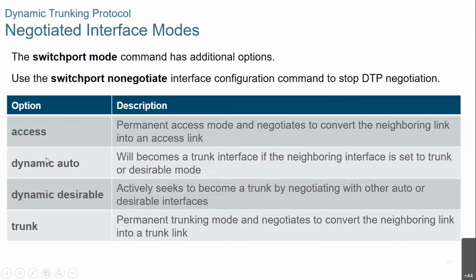So there is something called switchport mode dynamic. And within dynamic, there is dynamic auto and dynamic desirable. Dynamic auto, this particular interface will become a trunk interface if the neighbor interface, the other end of the cable, is set to trunk or desirable mode. If your interface is set to dynamic desirable, it actively seeks to become a trunk by negotiating with the other auto or desirable interfaces.